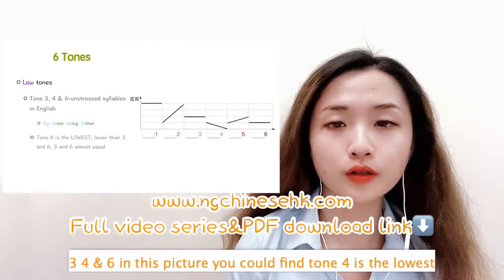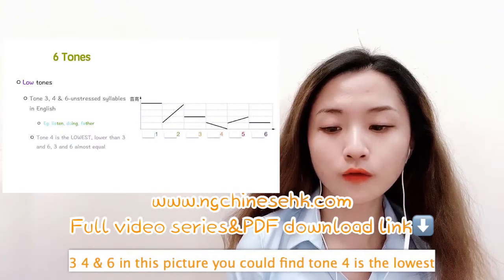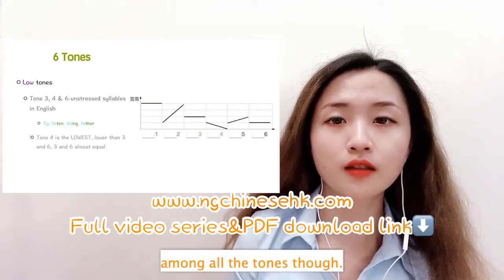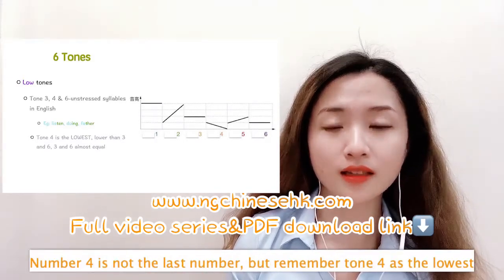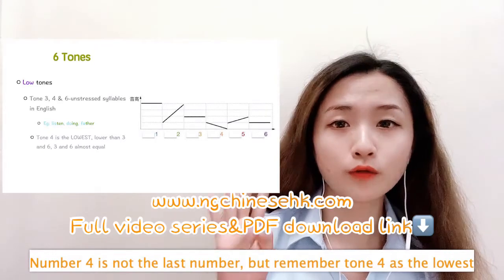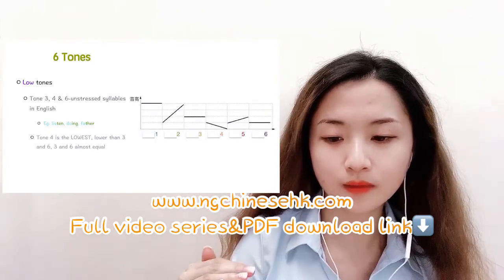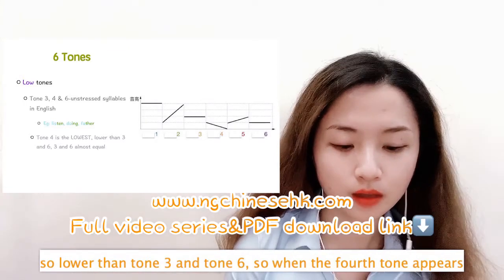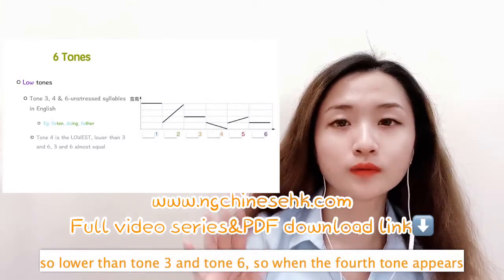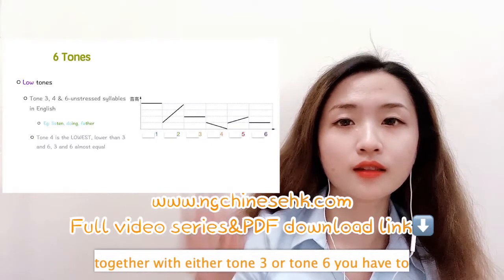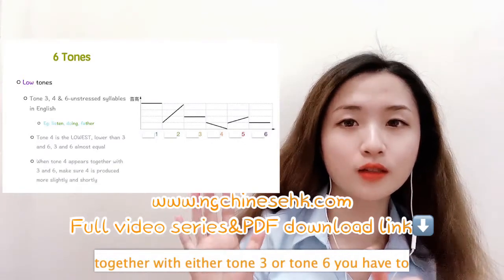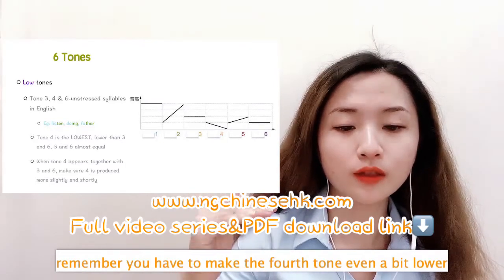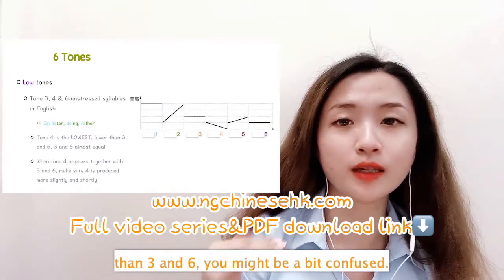In this picture, you could find tone 4 is the lowest among all the tones, though number 4 is not the last number, but remember, tone 4 is the lowest. So lower than tone 3 and tone 6. So when the fourth tone appears together with either tone 3 or tone 6, you have to remember, you have to make the fourth tone even a bit lower than 3 and 6.